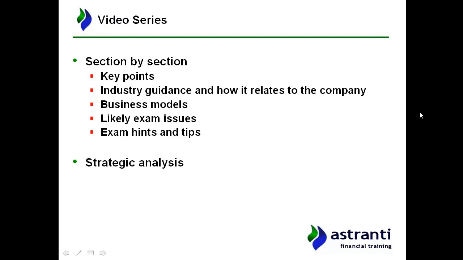We then have the strategic analysis, which is a very focused business model to pre-seen video and presentation. And we have the top 10 most likely issues, which follows up all this information with essentially the top 10 problems that are likely to come up in the exam, with the top 1 to 4 being almost a guarantee that they will definitely be there.